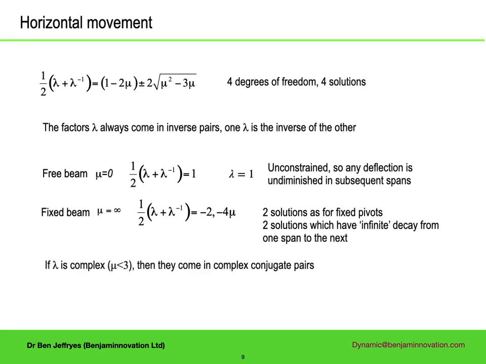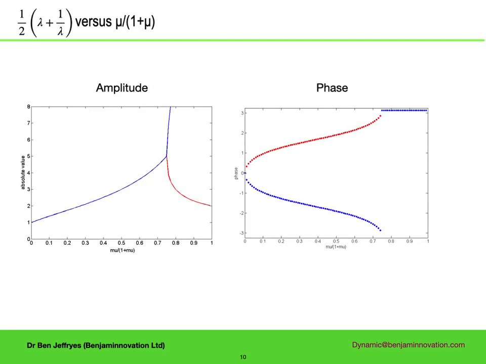As well as the solutions being inverses of one another, if mu is below 3, then lambda is complex, and they must come in complex conjugate pairs as well. This shows the amplitude and phase of cos theta, i.e. half of lambda plus its inverse, versus the restoring force strength, mu. But to get infinite mu onto a fixed length graph, I'm plotting lambda not against mu, but against mu over 1 plus mu. Cos theta in general is complex, so I'm plotting the absolute value and the phase.